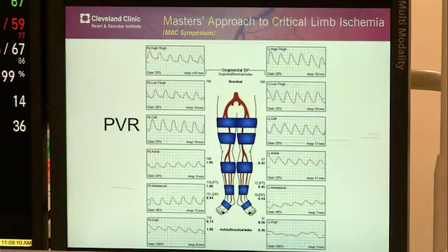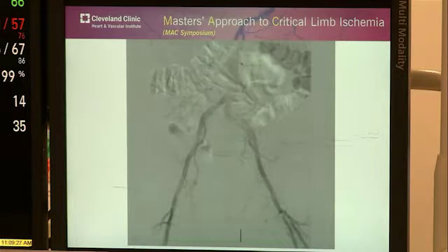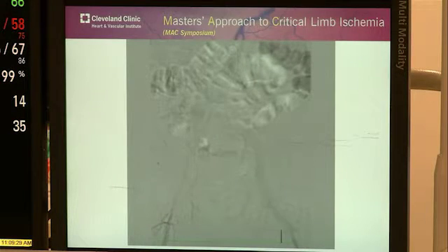This is the PVRs. Again, you can appreciate a significant degree of diminution in blood flow. The ABIs were 0.44 with very little flow. Next slide. These are the angiograms that were performed a few days ago. You can see that the iliacs are good, with some disease.